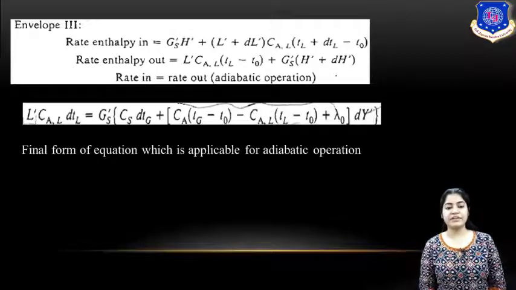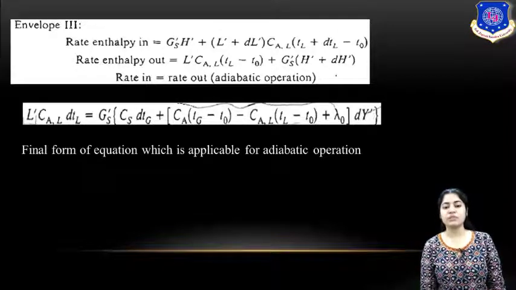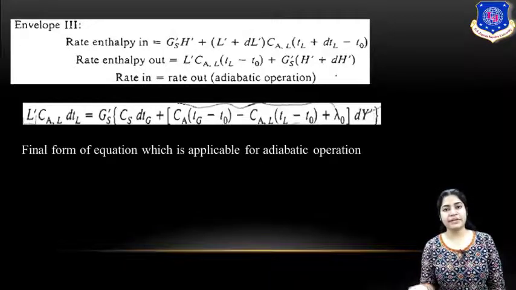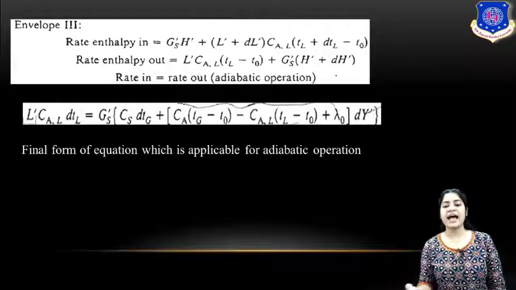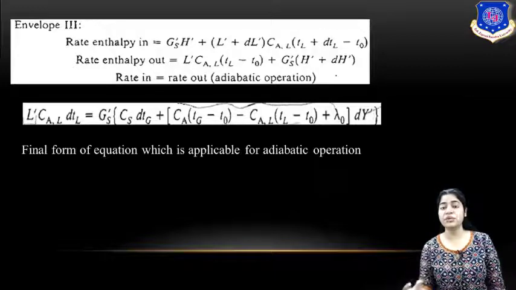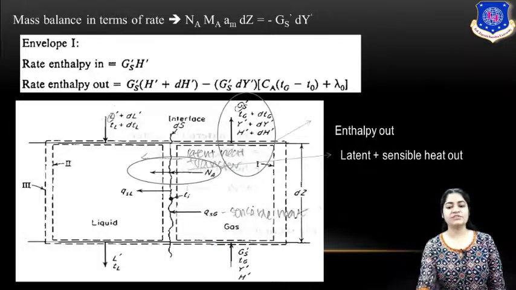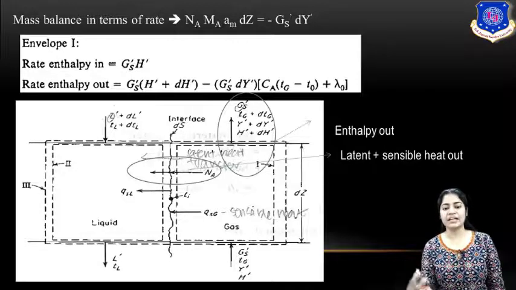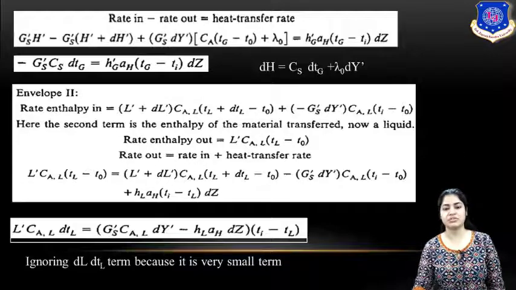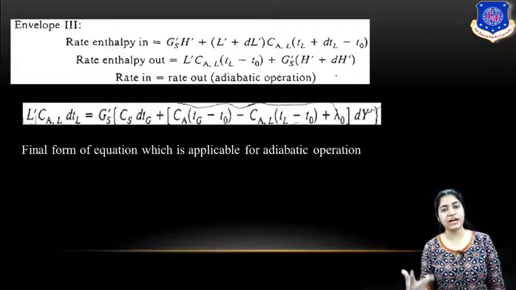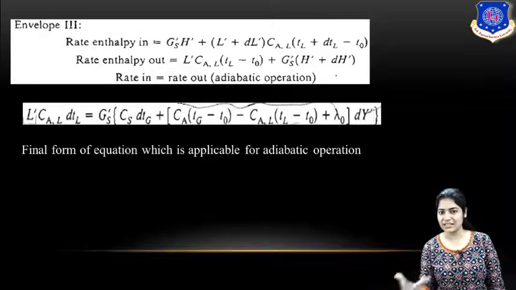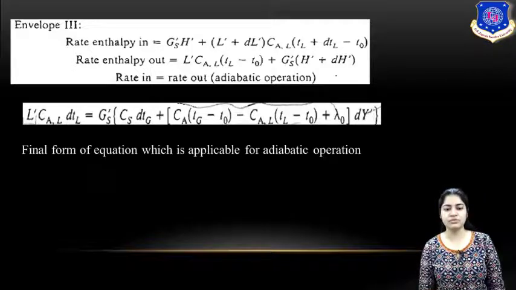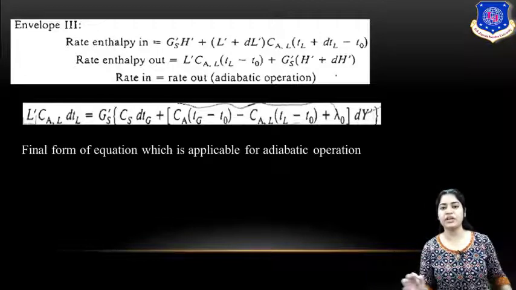Now talking about envelope 3. First of all, note here rate in is equal to rate out because it is an adiabatic operation. So what is rate in? The enthalpy associated with gas which is entering and the enthalpy associated with liquid which is entering. So we have two entering streams. And enthalpy out, again we have two outlet streams, one is gas, another is liquid. So substituting the values, you get the final form. So this is the final form of the equation which is applicable for your adiabatic operation.